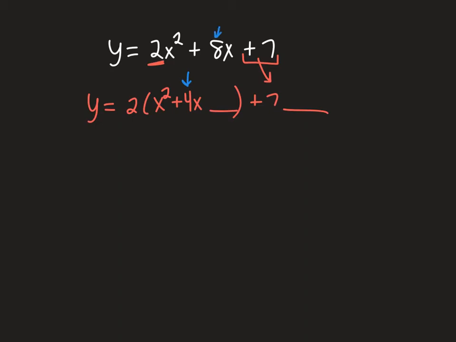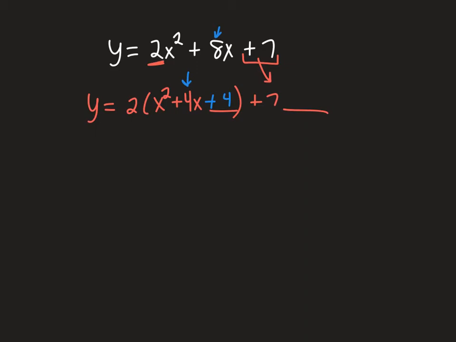And 4, do the same process. Cut it in half to get 2, and you square that to get a plus 4. Here's the thing now. We really added a plus 4 there, but remember it's going to get multiplied by that 2. So we really have a plus 8 that we just created here.